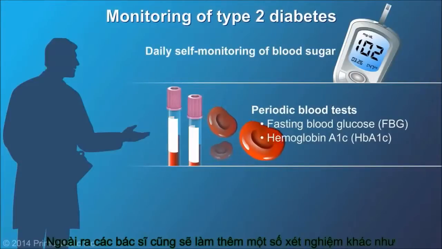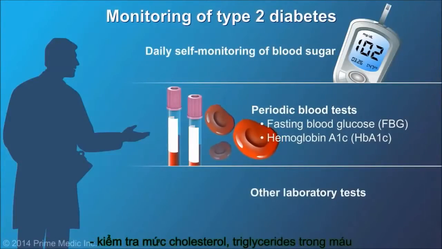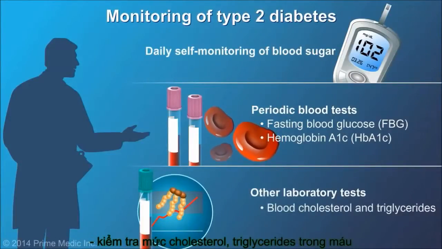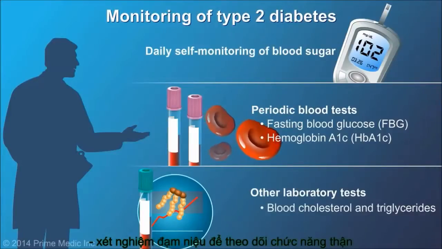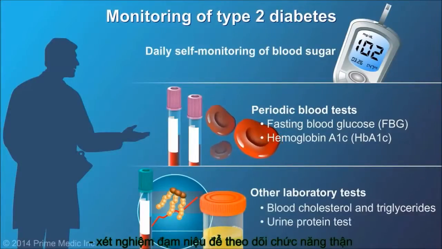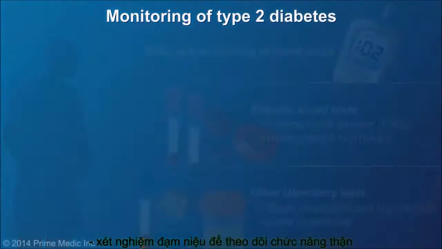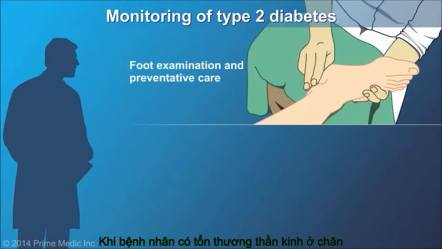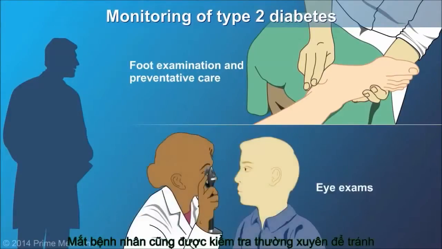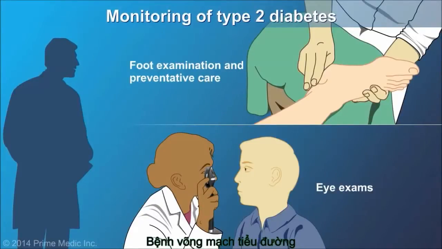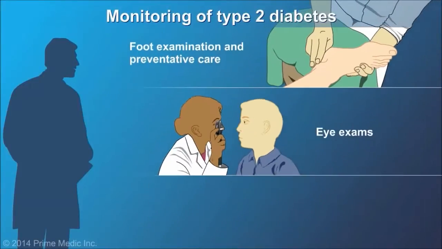Your doctor will also carry out other lab tests, such as monitoring of blood cholesterol and triglyceride levels, as well as carry out a urine protein test to monitor kidney function. Regular foot examinations and preventative care are important, especially if you have nerve damage in your feet. Your eyes should also be examined regularly for retinopathy, glaucoma, and cataracts.